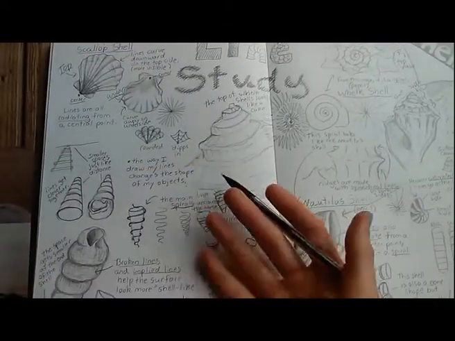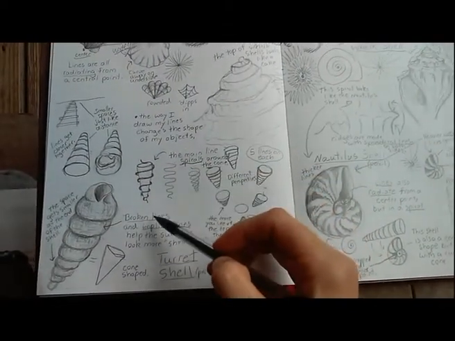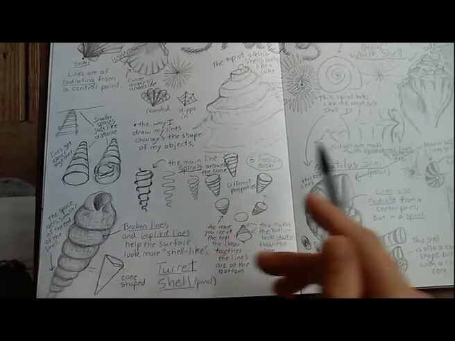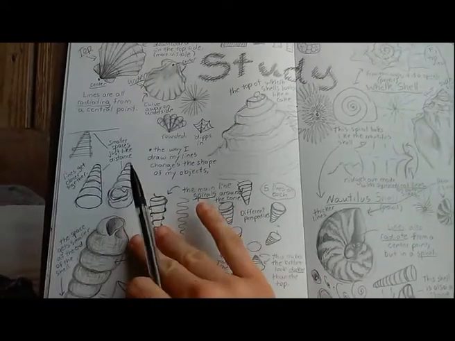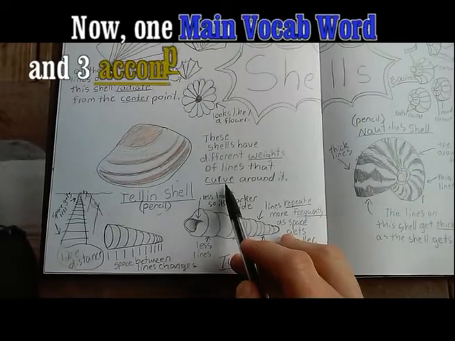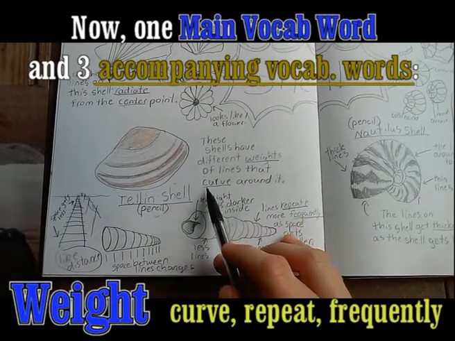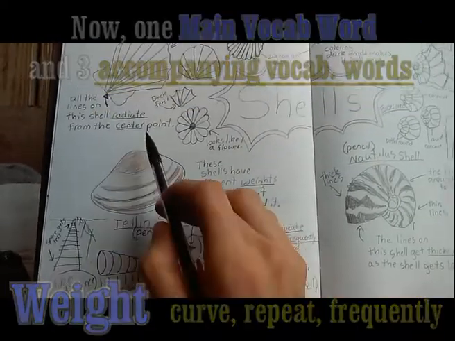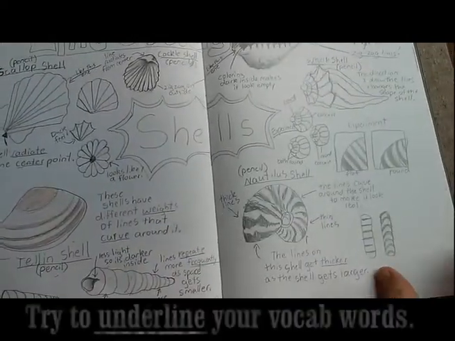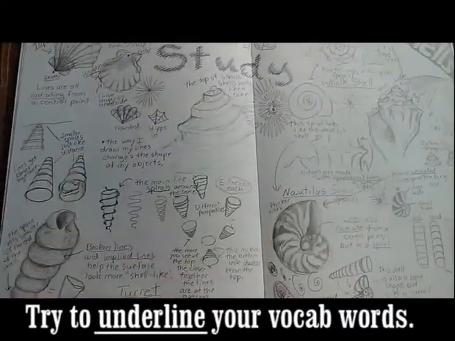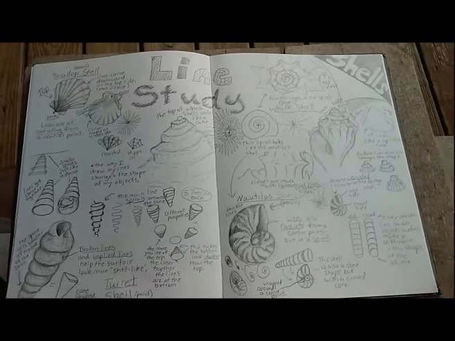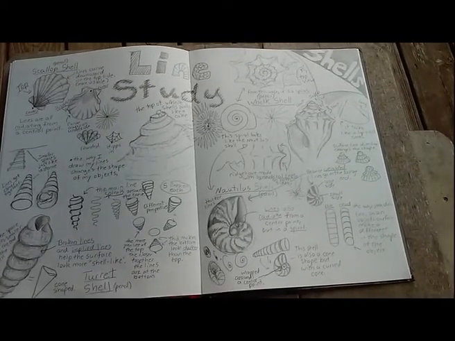7th and 8th grade do the same thing. Okay, we make annotations for this one as well. We use vocabulary words. Over here, we have weighted, different weights of lines. Curve, repeat, frequently, radiate, center. We underline all our vocabulary, okay? And the vocabulary is based off of what's in your sketchbook under the vocabulary pages.